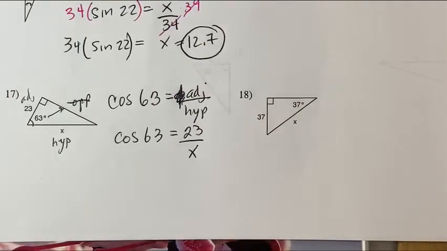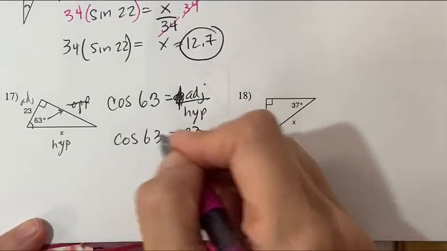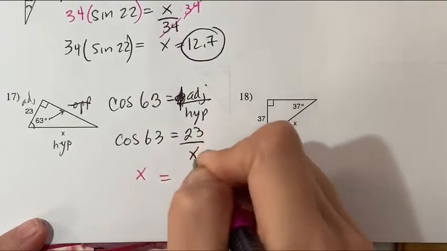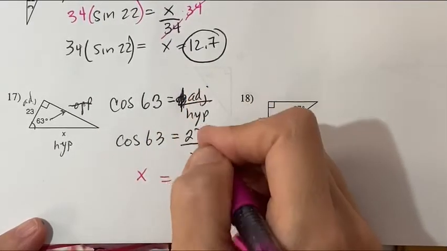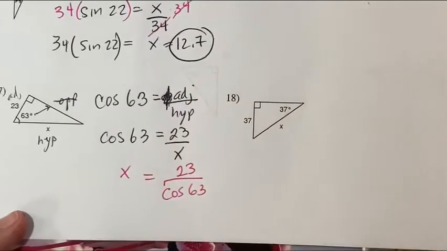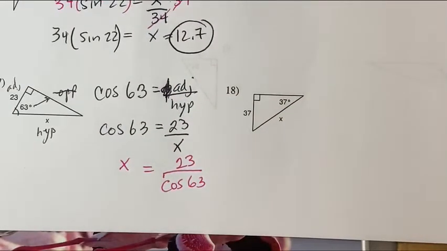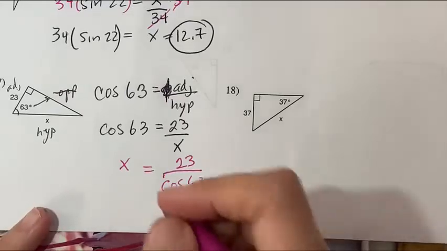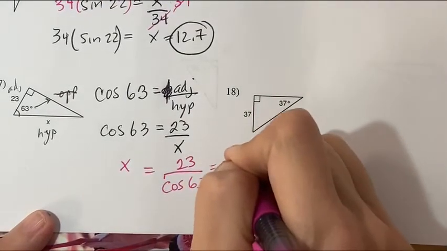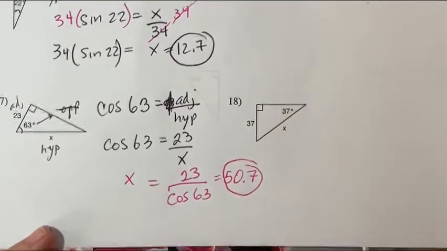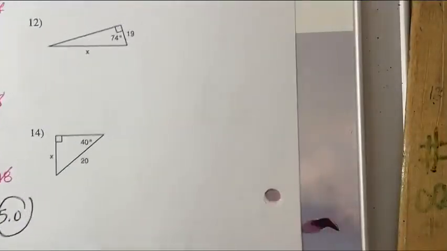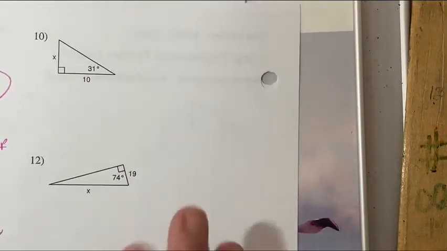Ooh. So that little swap would help me here. These could switch spaces. So if it's down here now, the cosine is 63 and the adjacent side is still 23. So now I just have to put that in my calculator. 23 divided by 63 cosine, enter, 50.7. Cool.